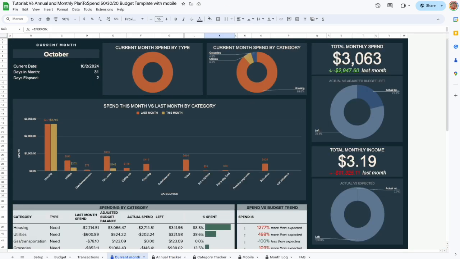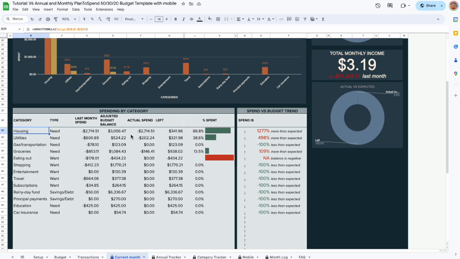The next dashboard I'm going to get into is the current month. This is a more granular view and really intended to help you understand week-to-week decisions within the month. But this probably works better for some categories than others. So for example, today is October 2nd, so only 2 days have elapsed in the month.